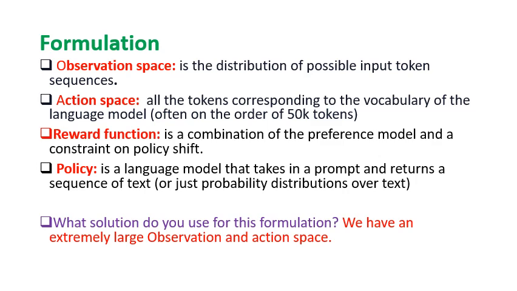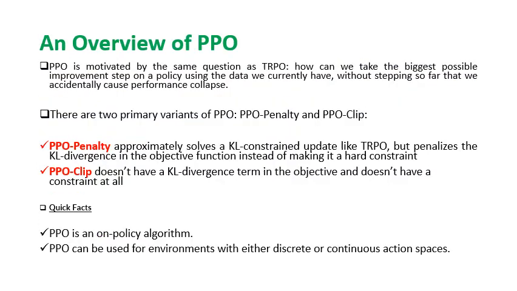What solution do we use for this formulation? As I discussed, we have an extremely large observation space and action space, so we have to use a deep reinforcement learning solution. Because our state and action spaces are extremely large, we use proximal policy optimization to solve this formulation. But what is the main idea of proximal policy optimization?